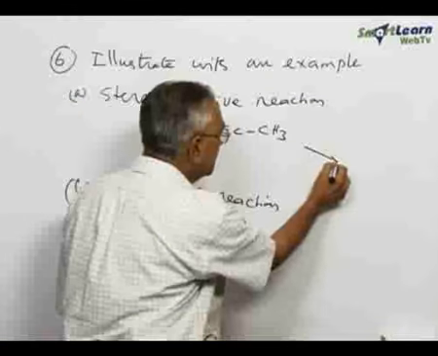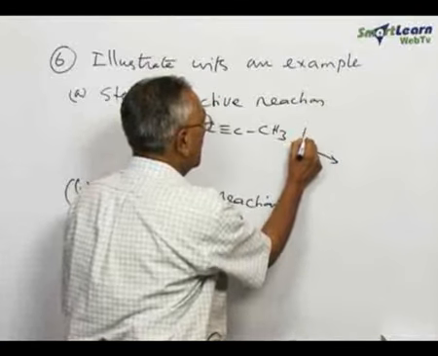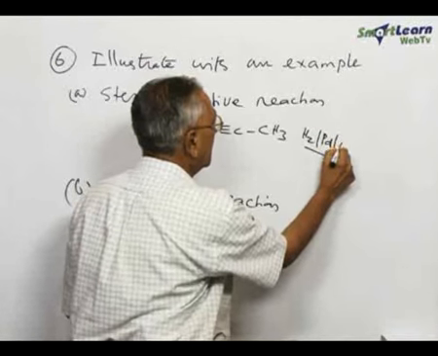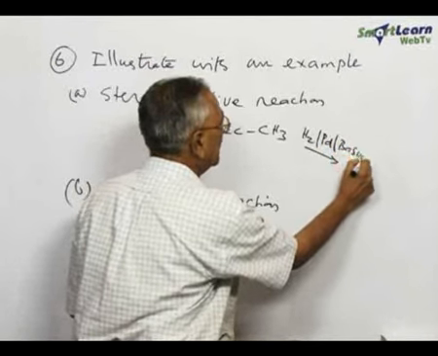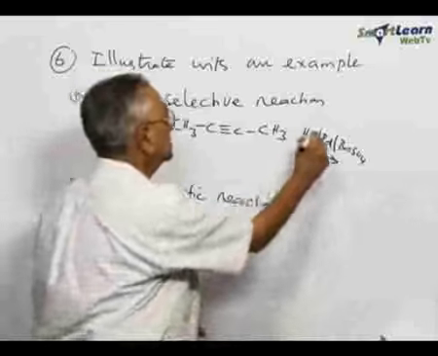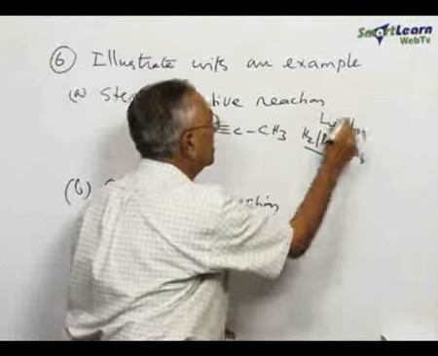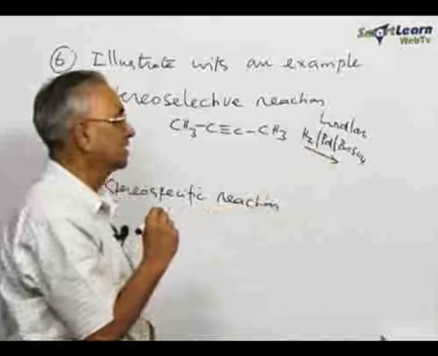Now reduce this with hydrogen over palladium on calcium carbonate or palladium on barium sulfate as a catalyst. This is known as Lindlar catalyst. This is popularly known as Lindlar. Commonly this is known as Lindlar catalyst.